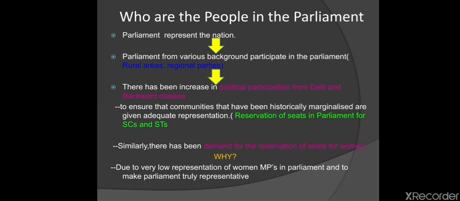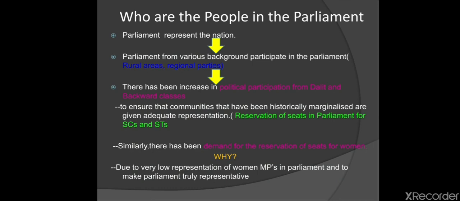Now we saw that there are people from different sections of the society, from the backward classes also, but there is one more important part of the society which has to be in the parliament, that is the women. Women are equally important in building a developed society. So there has been a demand for the reservation of seats for women also. Earlier only 10 to 12% representation was there for women. Still it is not as much as men.